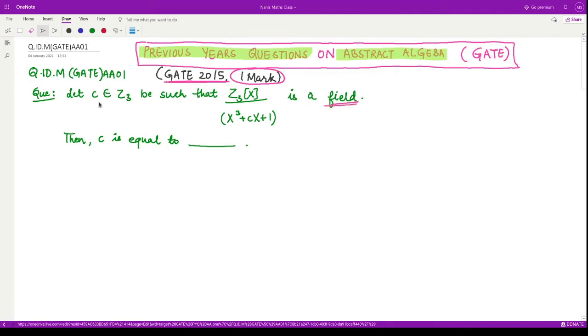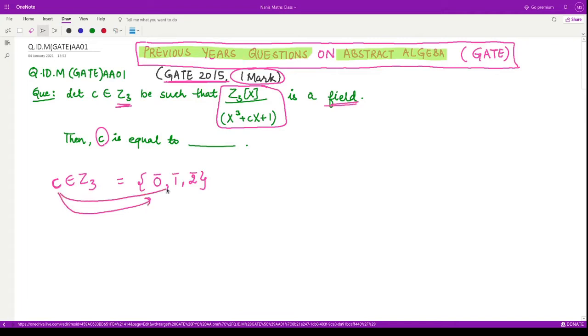So here we need to tell what is the value of C which belongs to this field Z3 such that this forms a field. The important thing over here is that this C belongs to Z3. So what is Z3? This is a field consisting of equivalence classes 0 bar, 1 bar and 2 bar only. So the only possible choice of C is among these three only.